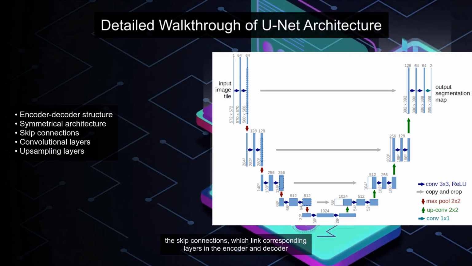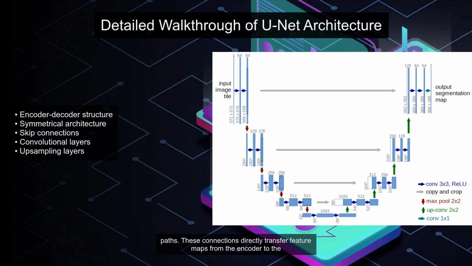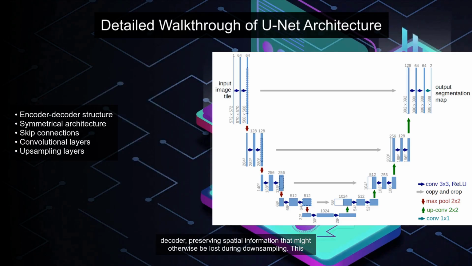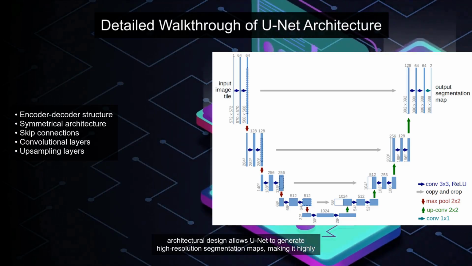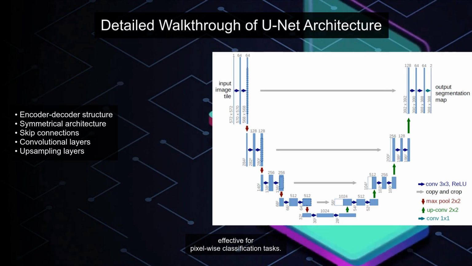What sets UNet apart are the skip connections, which link corresponding layers in the encoder and decoder paths. These connections directly transfer feature maps from the encoder to the decoder, preserving spatial information that might otherwise be lost during downsampling. This architectural design allows UNet to generate high-resolution segmentation maps, making it highly effective for pixel-wise classification tasks.